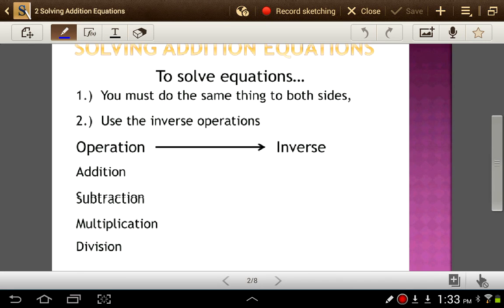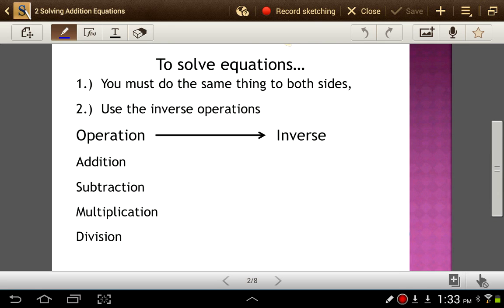To solve equations, two things that we're basically going to be working on. First thing is you must do the same thing to both sides. So whatever you do to the left side of the equation, you must do the same thing to the right side of the equation. The other thing is when you solve equations, you want to use the inverse operations.